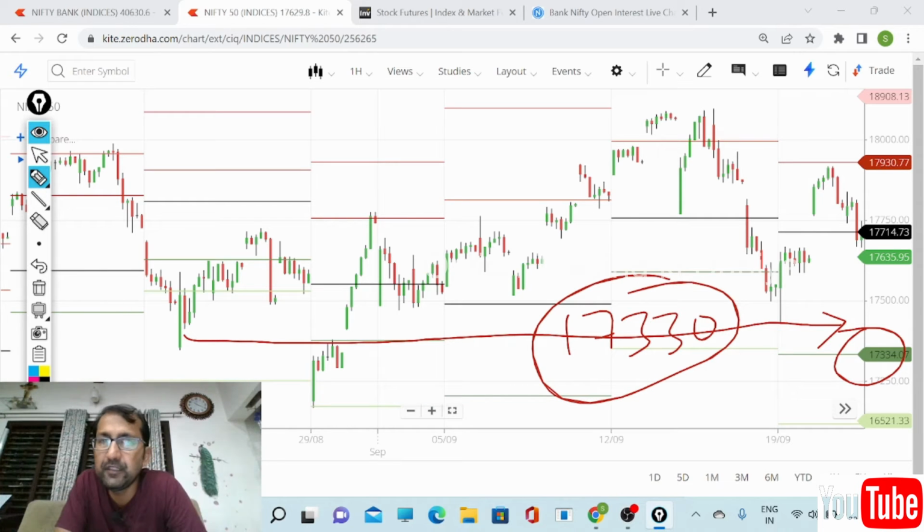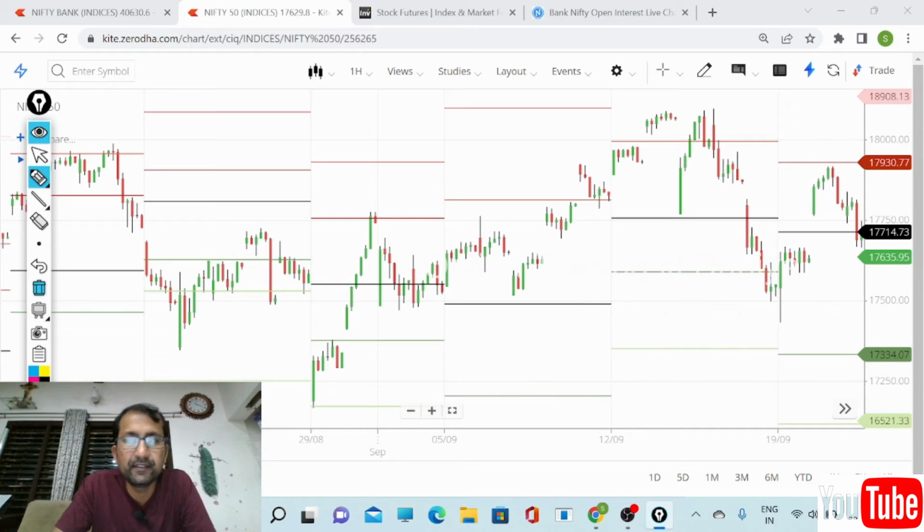So both Bank Nifty may open gap down below 40,000, and below also you may see levels, and Nifty may go to levels of 17,330. So trade cautiously tomorrow. Now let me confirm my views with the open interest indicators.